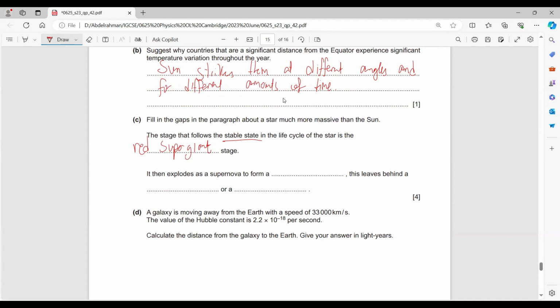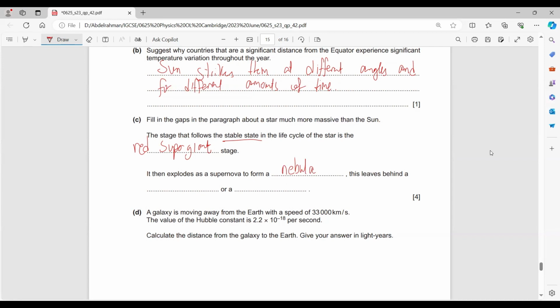Then they explode as a supernova. What happens after the supernova? We need to memorize them. What remains after the supernova? Nebula. Nebula remains after an explosion.